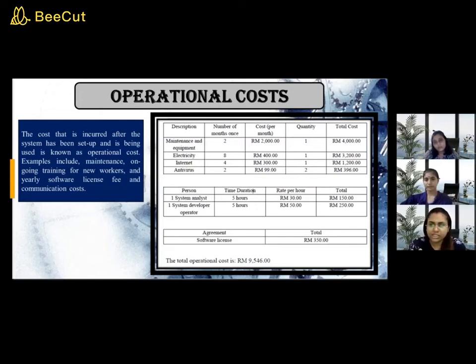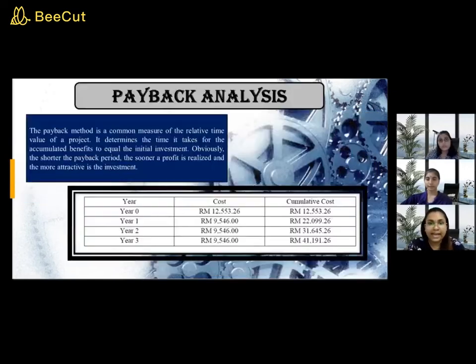The time duration for one system analyst is 5 hours, rate per hour 30 ringgit and the total is 150 ringgit. The time duration for one system developer operator is 5 hours, rate per hour is 50 ringgit and total is 250 ringgit. The total for the agreement software license is 350 ringgit. The total operational cost is 9,546 ringgit. Payback analysis.